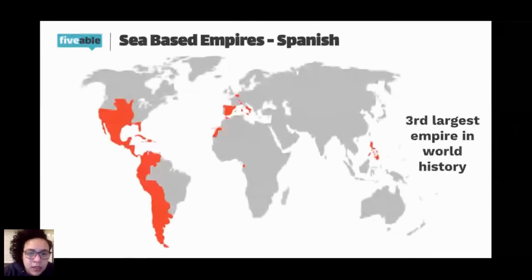The Spanish Empire is the third largest empire in world history. The first one is the British Empire, which you'll see a map of in a second. The second one was the Mongols, which would have been the largest land-based empire, and then the Spanish. So the Spanish have a ton of area, a huge chunk of North America and all of Central America and the entire west coast of South America. This is where the Spanish were connecting to the Philippines, to then trade with China, trade with Japan.